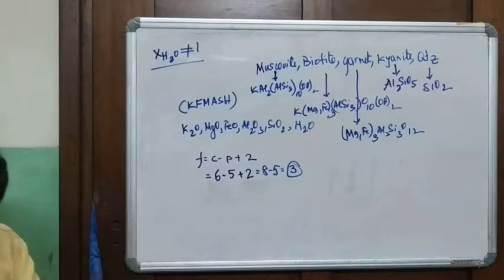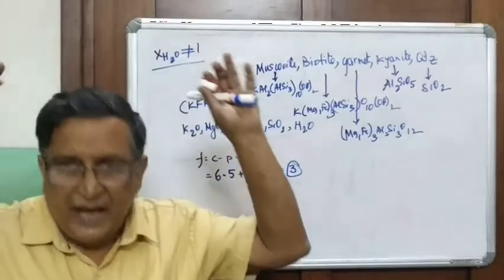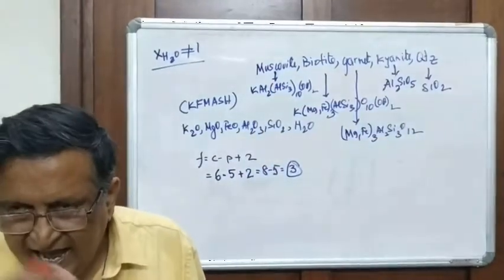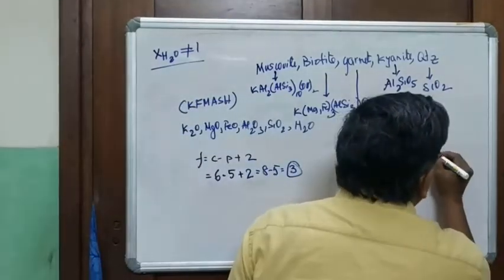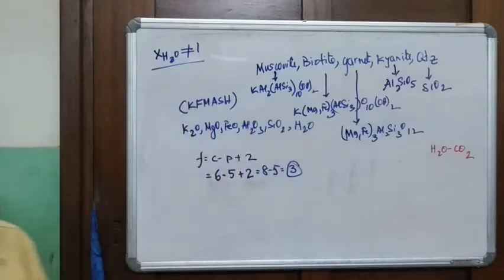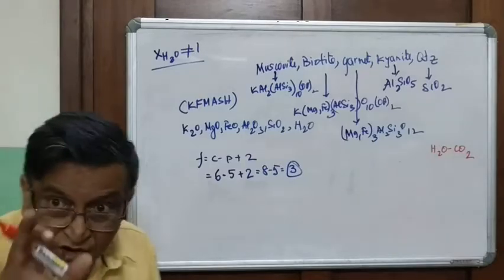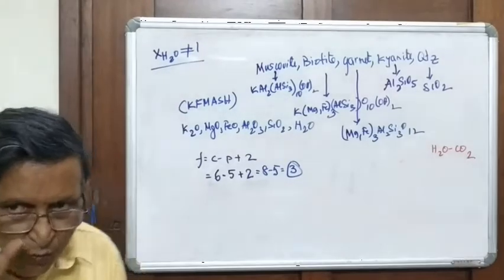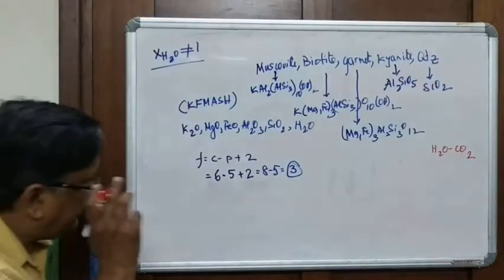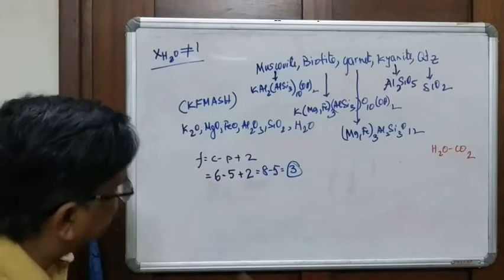I could have done it another way. Say, for example, I could have assumed that I had an H2O-CO2 fluid. Then what would have happened? Now you see here, H2O-CO2 fluid. What would I have done? Just see here what happens. Very catchy. I will erase it, but just for the caution.